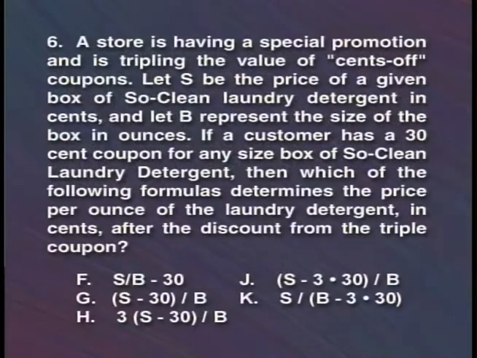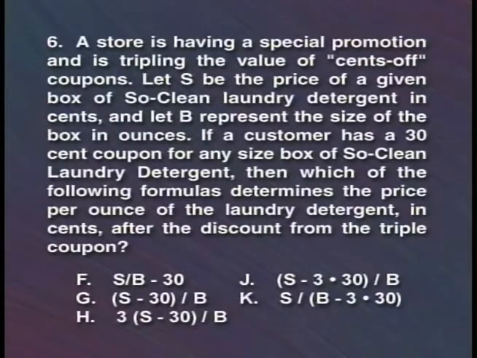Problem 6. A store is having a special promotion and is tripling the value of cents off coupons. Let S be the price of a given box of So Clean laundry detergent in cents, and let B represent the size of the box in ounces. If a customer has a 30-cent coupon for any size box of So Clean laundry detergent, then which of the following formulas determines the price per ounce of the laundry detergent in cents after the discount from the triple coupon?